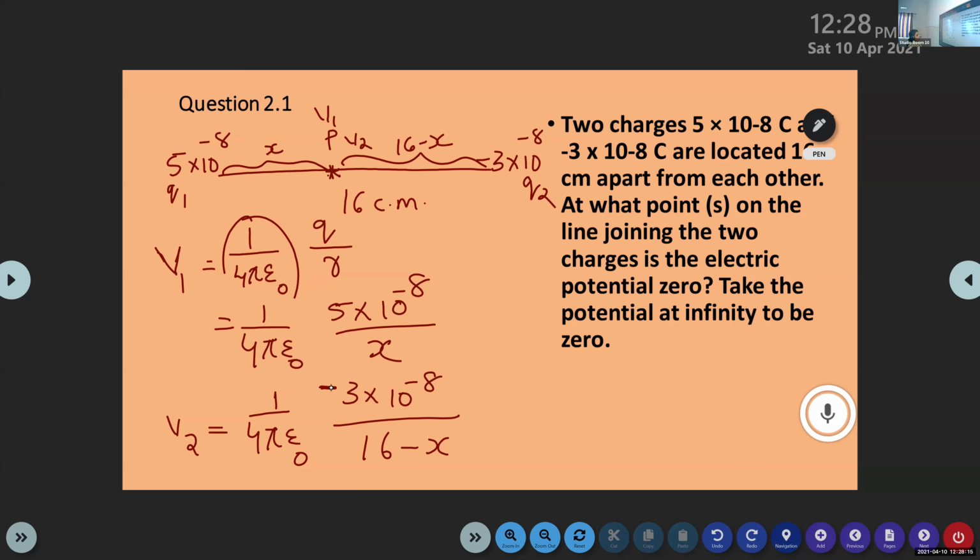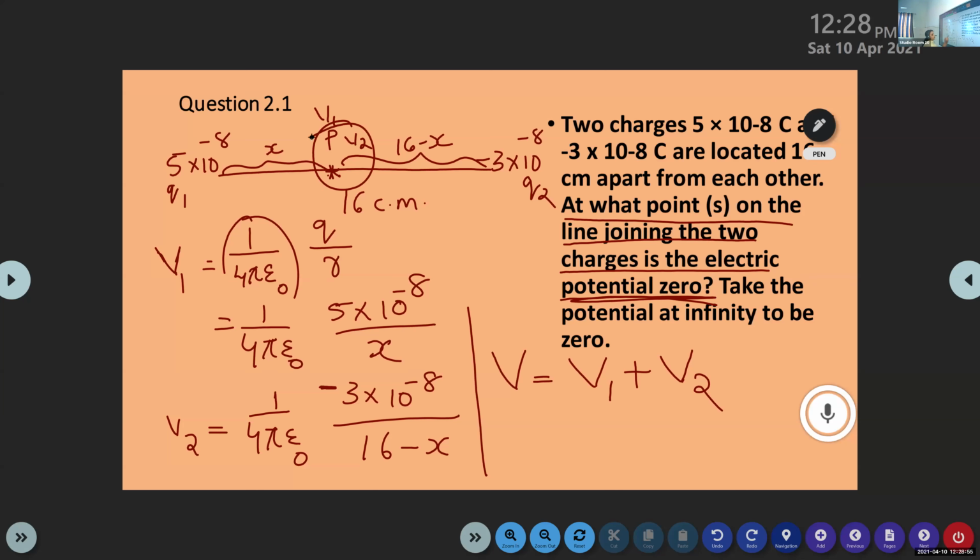So we get the expressions for the potential due to the charges Q1 and Q2 at the point P as V1 and V2 respectively. Then what is the net potential, the total potential V? V is equal to V1 plus V2. We can calculate the total potential by V is equal to V1 plus V2. And in your question, there is a condition: at what point on the line joining the two charges is the electric potential 0? So at this point, the total potential is 0.